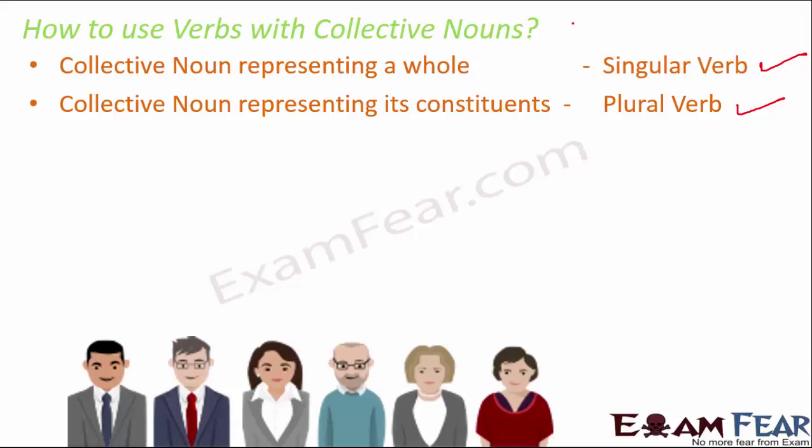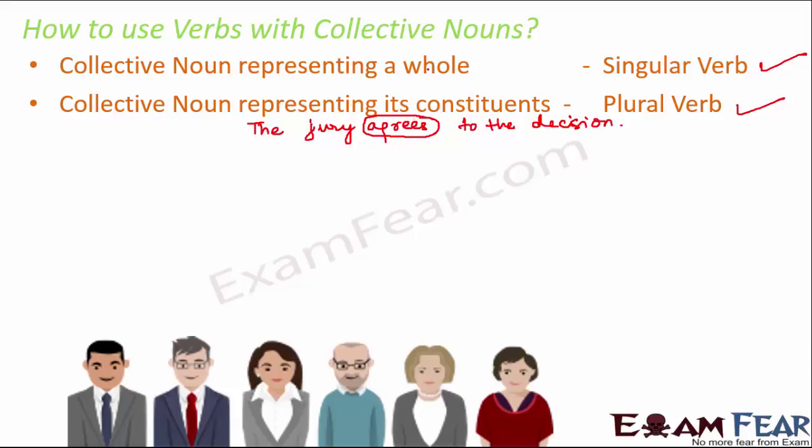Let's say we say that the jury agrees to the decision. So in this case, when we say the jury agrees, that means the jury collectively agrees. So we are not talking about each individual member of the jury. We are talking about the entire jury as a whole. So it is representing one unit in this case. Therefore, we have used singular verb, that is agrees.